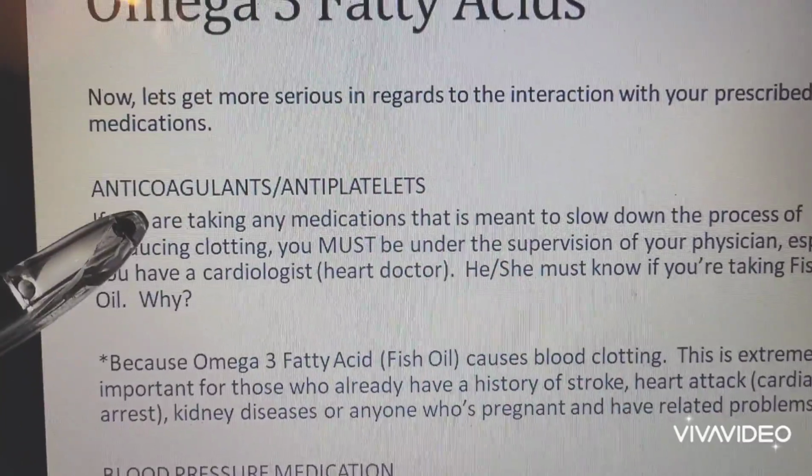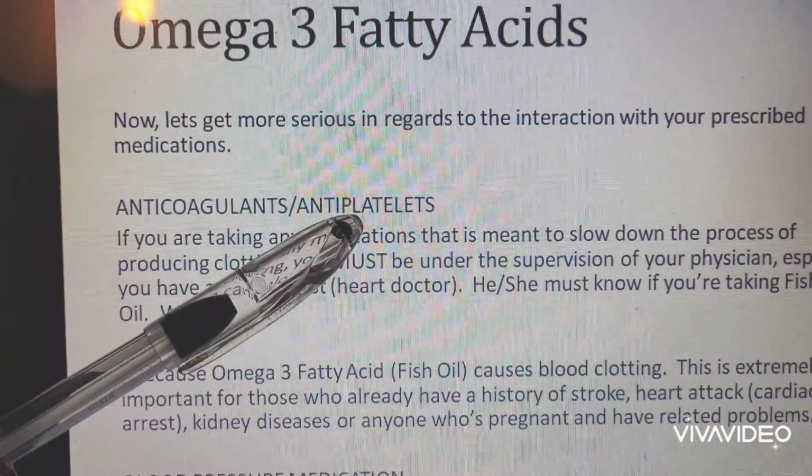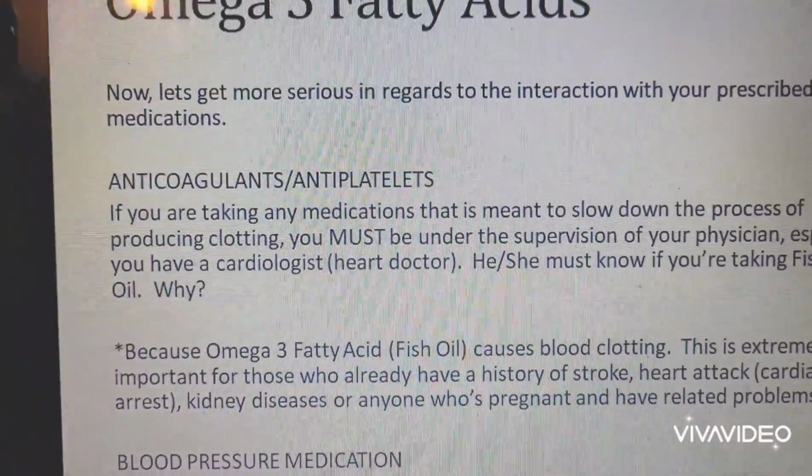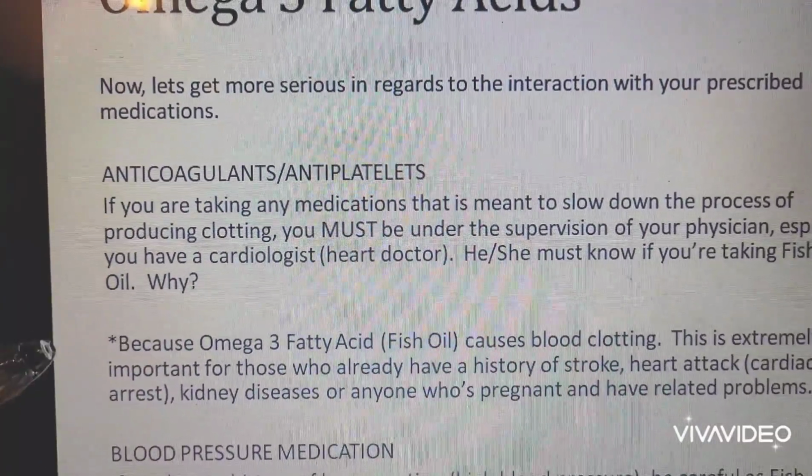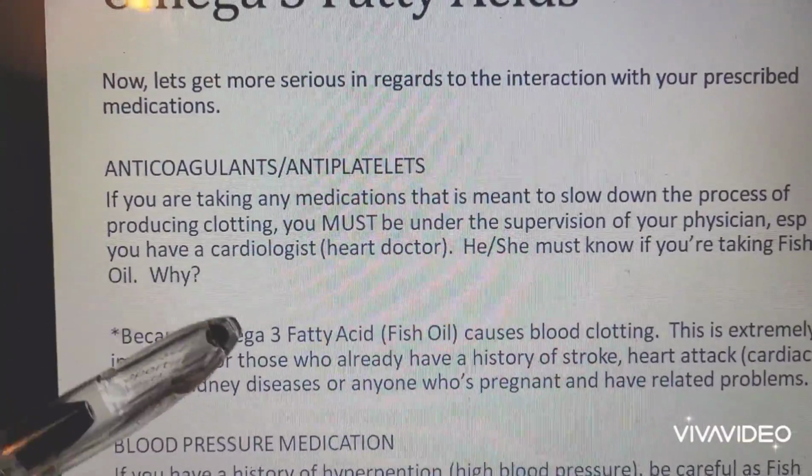So if you're taking any anticoagulants or antiplatelets and you decide to go out and get fish oil because of what you heard it does, be careful, run it by your doctor.